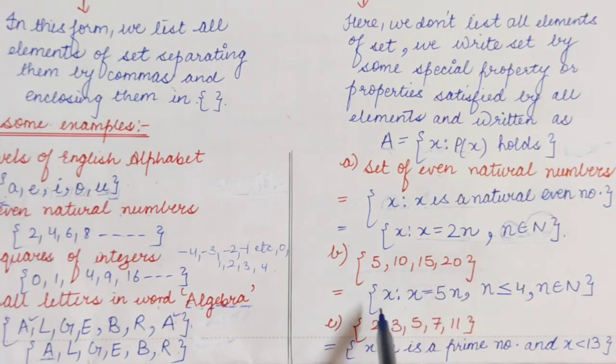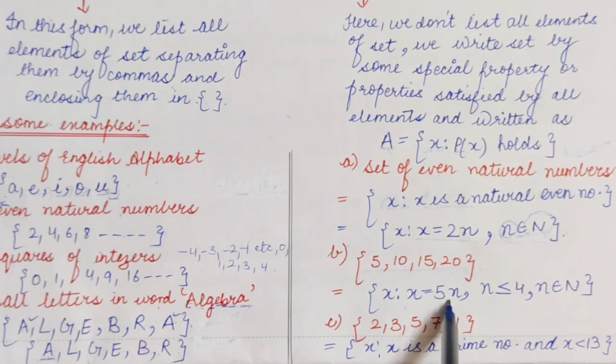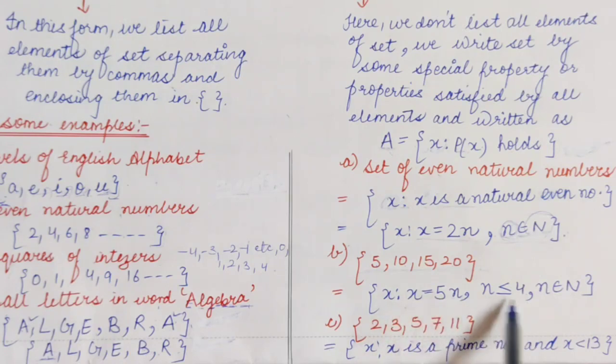Okay, so how will I write it now? In the curly brackets, x such that x is equal to 5n. Now I will define n, because n is restricted at only 4. So I will define n is less than or equal to 4. Why have I put the sign of less than or equal to? Because it can be 1, it can be 2, it can be 3, and it can also be 4. With that, I have also written here n belongs to capital N.